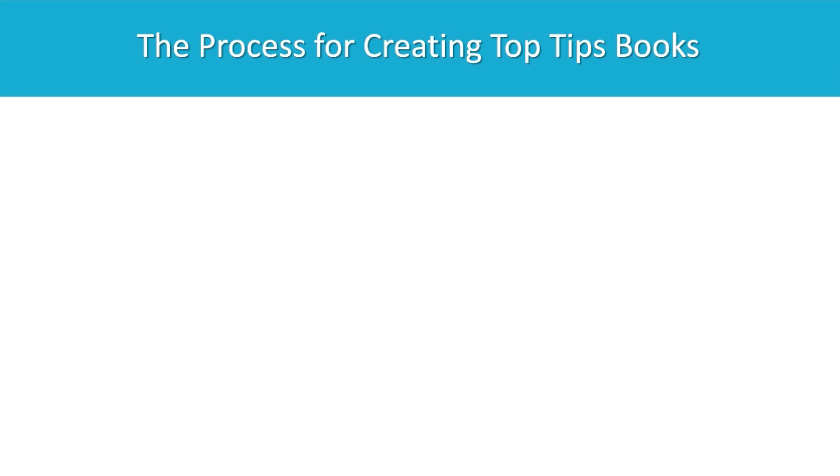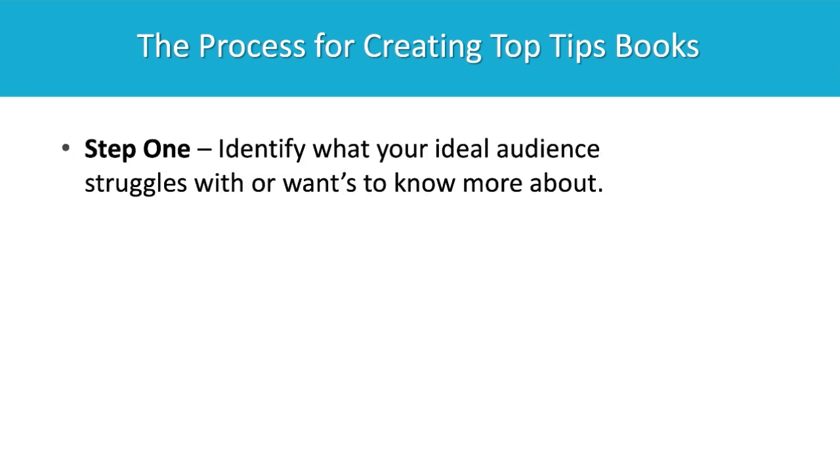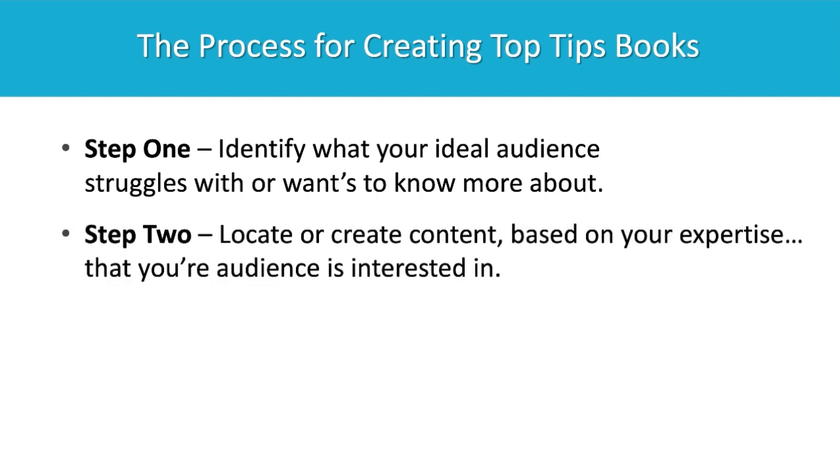So let's talk now about the process for creating top tips books. Step 1 is to identify what your ideal audience struggles with or wants to know more about, because that gives you a perfect platform for creating content. Step 2, locate on your computer or on your blog or create content based on your expertise that your audience is interested in. So you want that intersection, your expertise and what you're interested in, intersected with your audience interests and needs. That will make a great formula for a book that will attract your ideal readers.